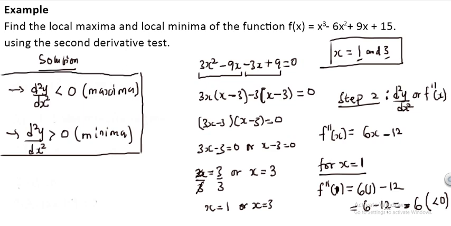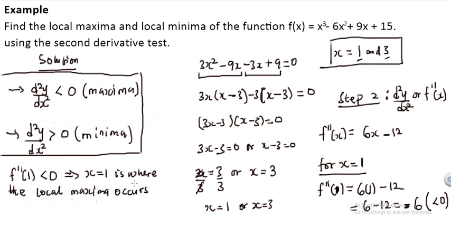Now continuing our analysis, what this implies for us here is that since f prime prime of 1 is less than 0, x equals 1 is where the local maxima occurs. Since we know this is where the local maxima occurs, we already know the x value, we need to get the y value. So I'll clean up space here.